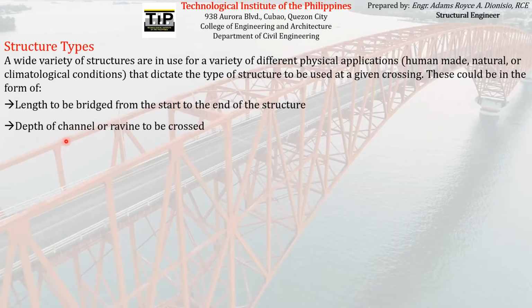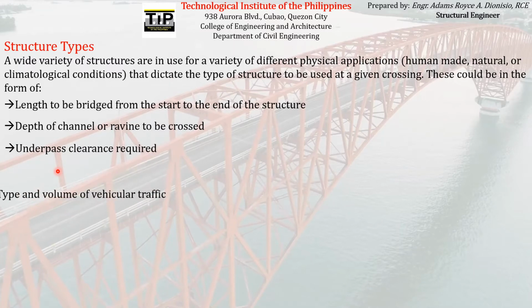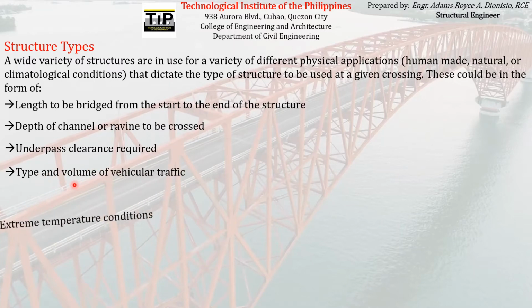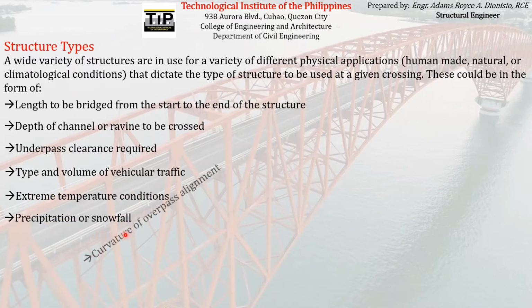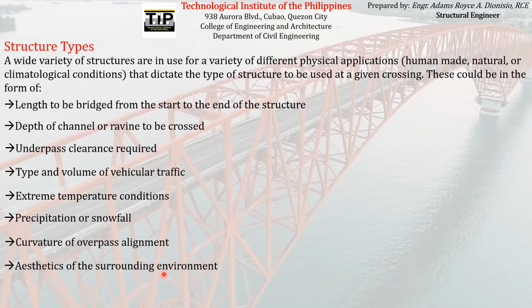Another basis is the depth of channel or ravine to be crossed. Another is the underpass clearance required, the type and volume of vehicular traffic, the extreme temperature conditions, the precipitation or snowfall, curvature of overpass alignment, aesthetics of the surrounding environment, and lastly, potential environmental impacts. So these factors that we have enumerated here can dictate which type of structure will be used at a given crossing.